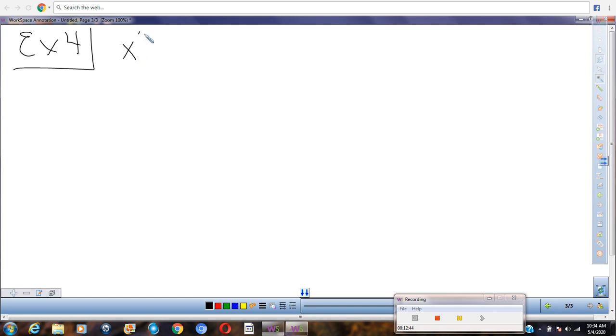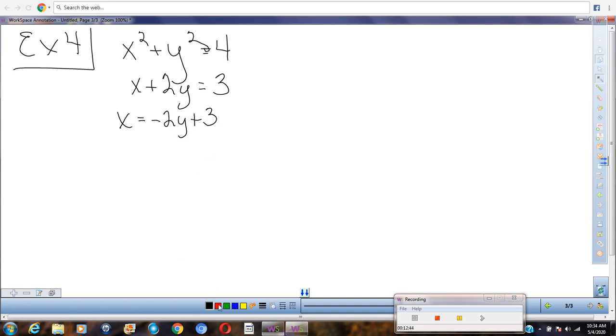If I have x squared plus y squared equals 4, and let's say I have x plus 2y equals 3. Again, we have a circle with a radius of 2 and a line that's going to cross through it. All right, so the first thing we need to do is get this x by itself, just like we did on the previous example. So I'm going to move that 2y to the other side. I get x equals negative 2y plus 3. I'm going to take this negative 2y plus 3 and plug it into our other equation for x.